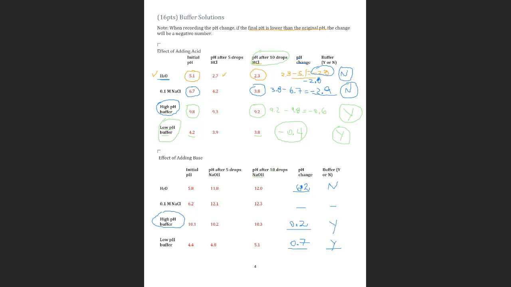I got 0.7, I think. 5.1 minus 4.4. Okay, it doesn't matter. It's still small, less than 1.